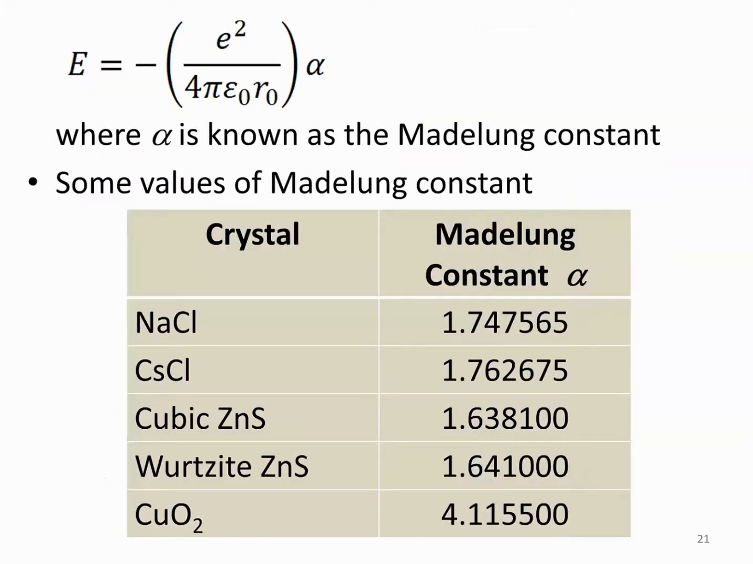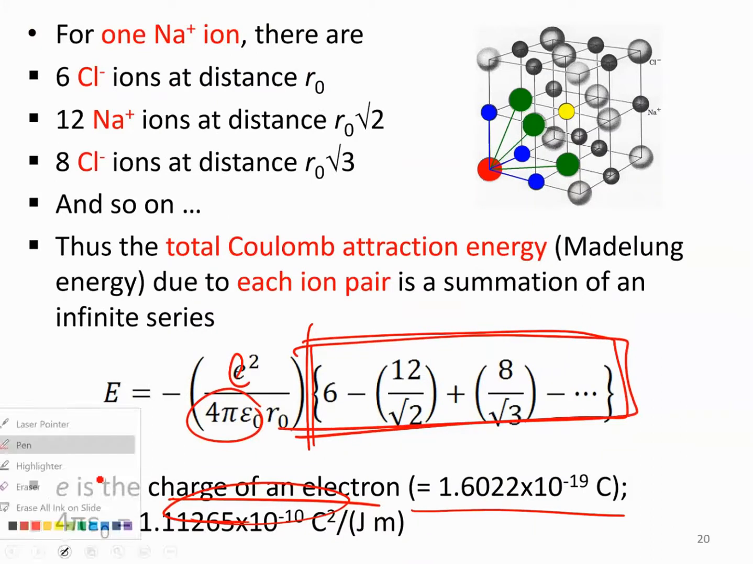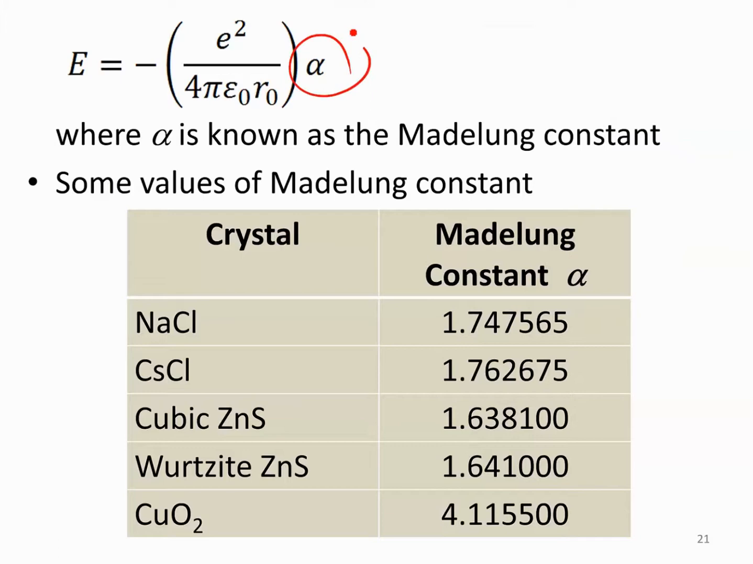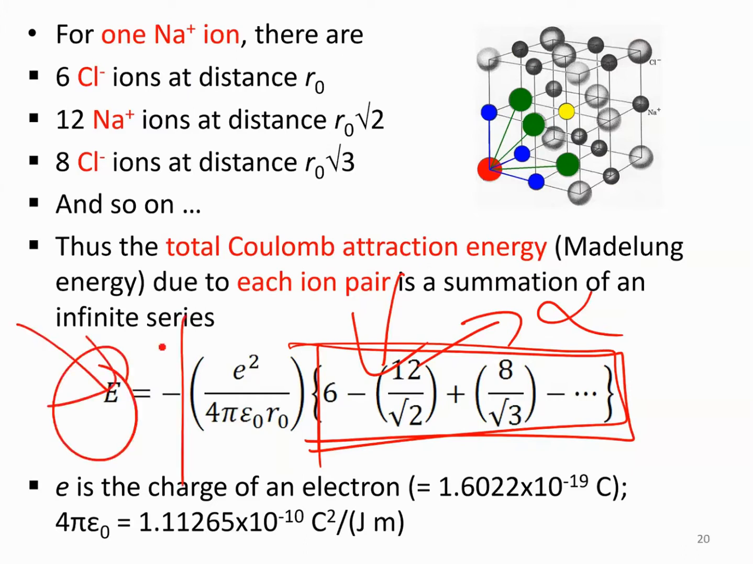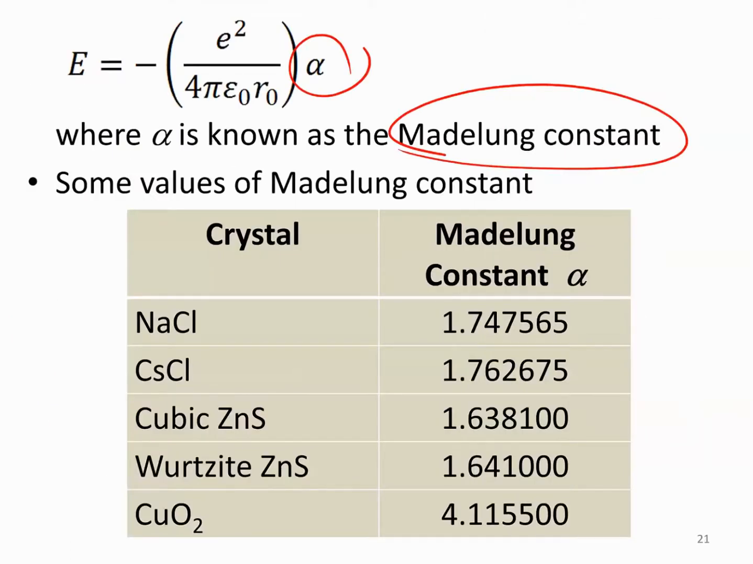So I can refer to this term, we write it as alpha, and this alpha is referring to the Madelung constant. If I ask you to calculate the Madelung constant, then you just need to solve this part. If I ask you to calculate the Madelung energy, then you need to solve the whole equation. So this is the difference.